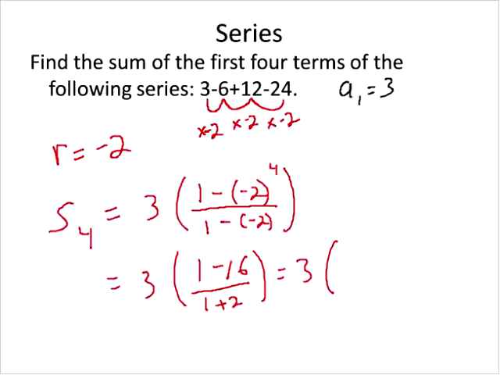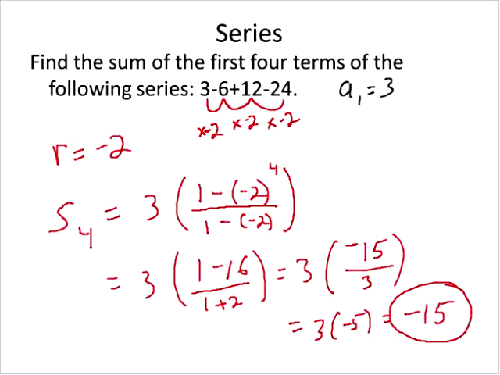Let's see, I have 3 times negative 15. 1 minus 16 is negative 15, divided by 3. Well, negative 15 divided by 3 is just a negative 5. So I have 3 times negative 5, which is equal to negative 15. So the sum of the first 4 terms in that series turns out to be negative 15.